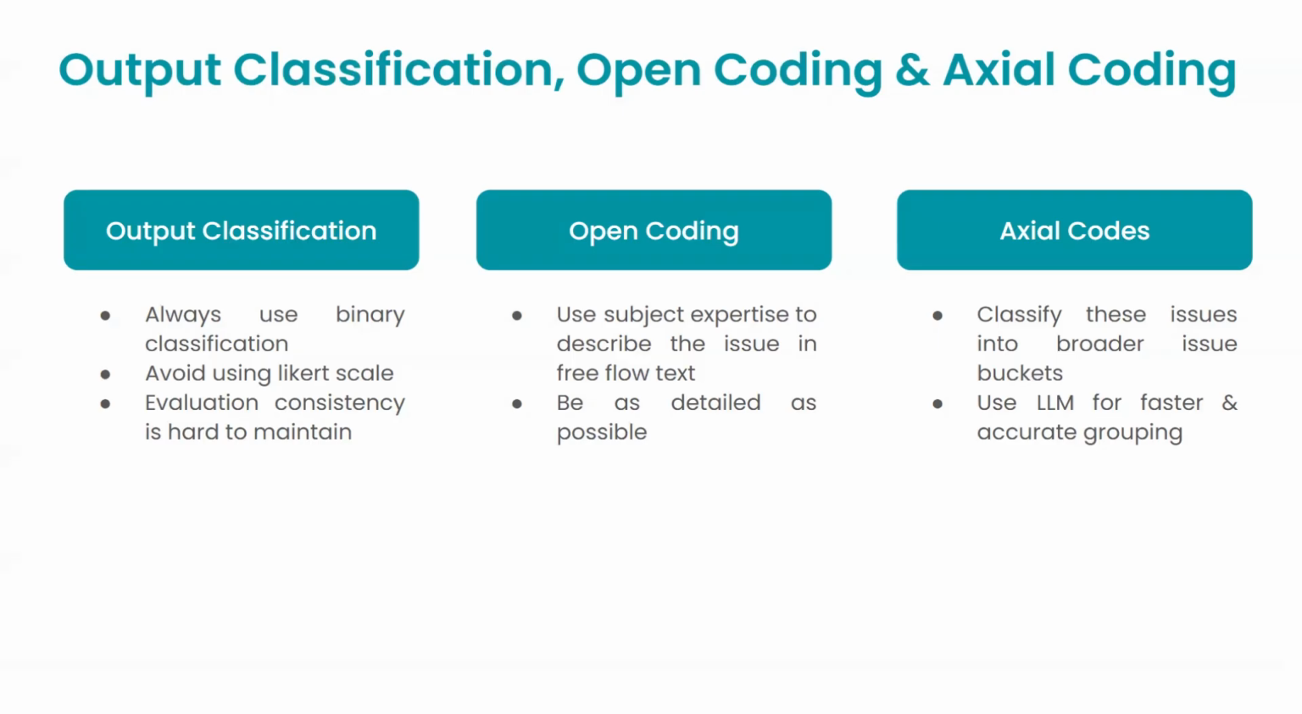Now comes the open coding part. Once we have our binary classification, we move into something called open coding. This is where we get granular. Here, you need to use your subject expertise to describe the specific issues in free-flow text. Don't hold back during this phase. You want to be as detailed as possible. If a model output failed, why did it fail? Was it a hallucination, tone issue, or a factual error? This raw descriptive data is the DNA of your analysis.